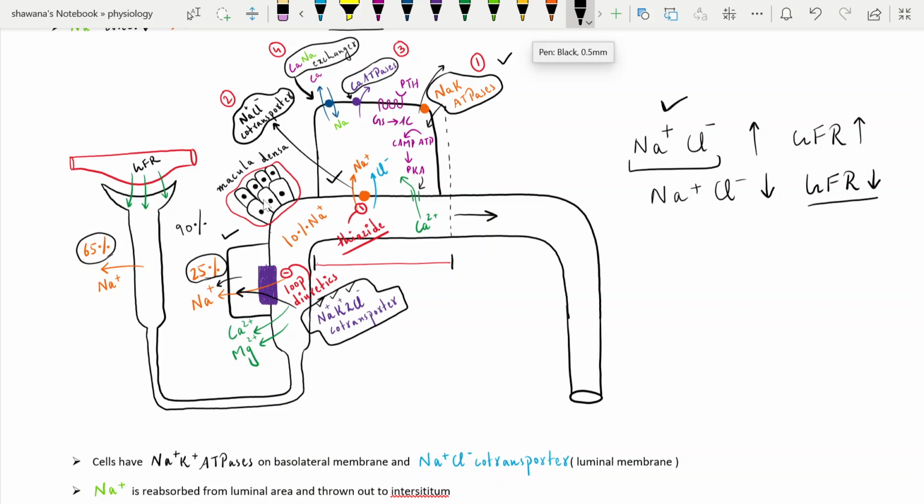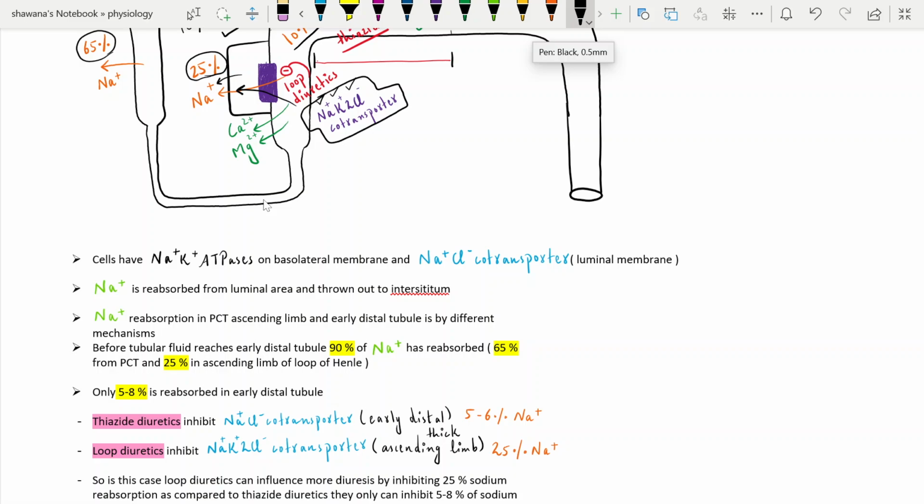90% of the sodium has already been reabsorbed, only 10% of sodium is left, and from that 10%, approximately 5 to 8% will be reabsorbed in the distal convoluted tubule, right? So I want to put in your mind one thing, that there are two kinds of drugs that are used as far as the nephron is concerned. First is the loop diuretics, we have discussed in the previous lectures, and second is the thiazide diuretic drugs.